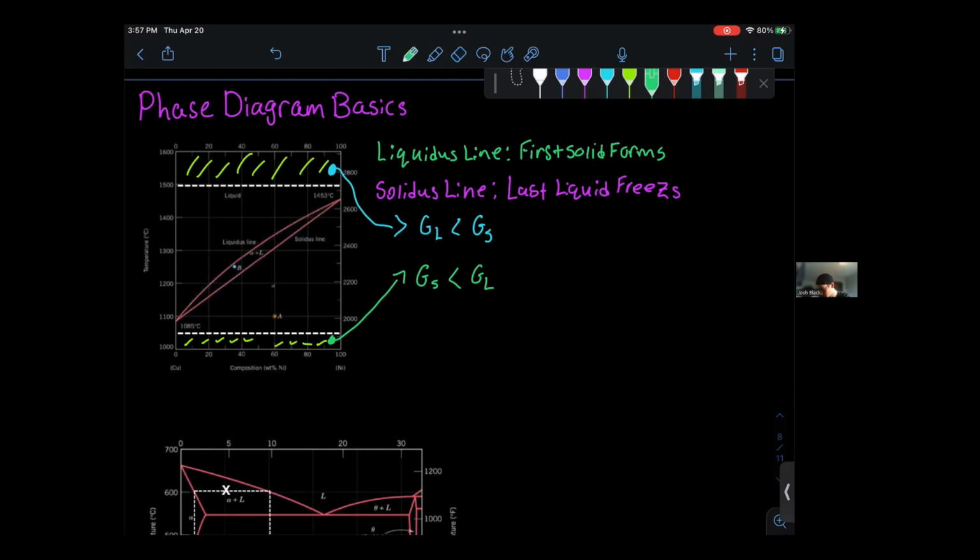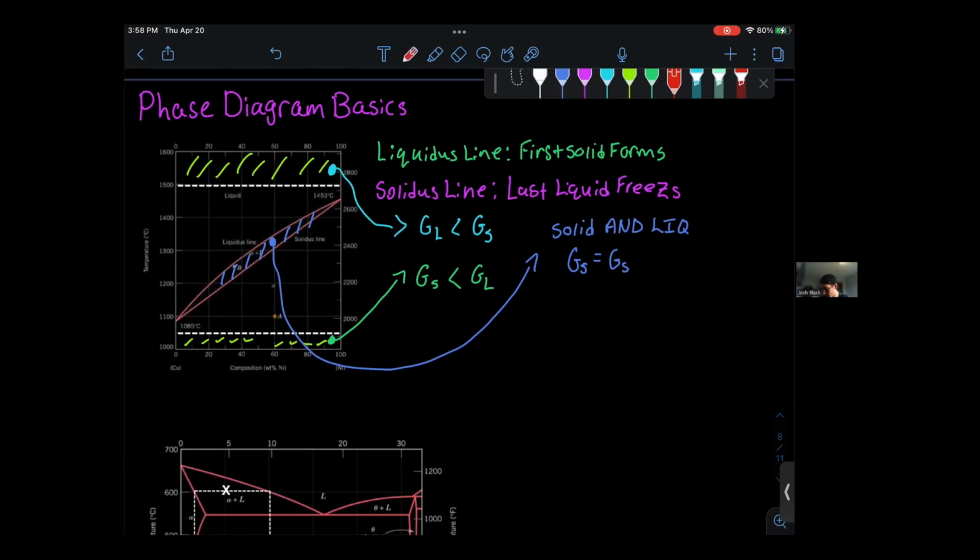Now, what happens over here? Well, that's different. Over here, we have solid and liquid. But we know that the Gibbs free energy has to be at a minimum when we're in equilibrium. But we have both. So we can say the Gibbs free energy of the solid is equal to the Gibbs free energy of the liquid.